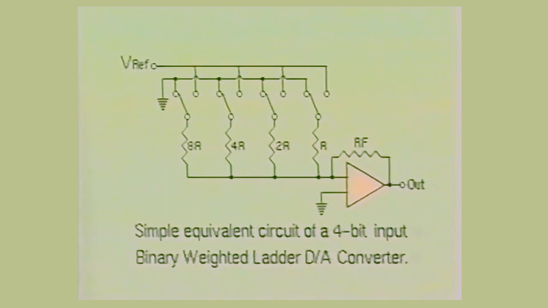The accuracy of the DA converter circuit will depend on the precision of the reference source as well as the precision and stability of its components. Resistors, as you are already aware, change with time due to aging and variations in the ambient temperature. We will now examine a simple DA converter circuit to see how it works.